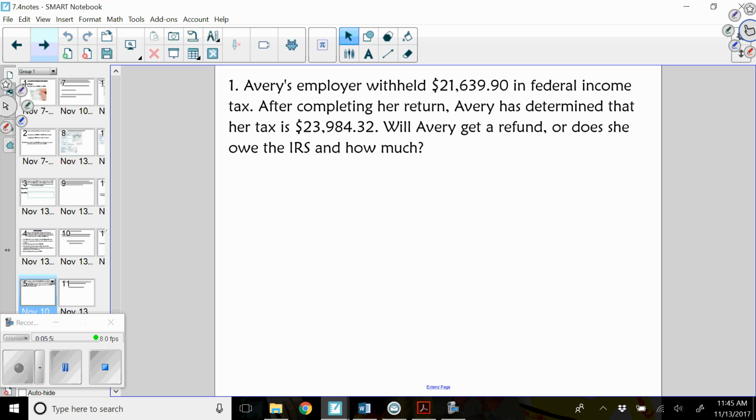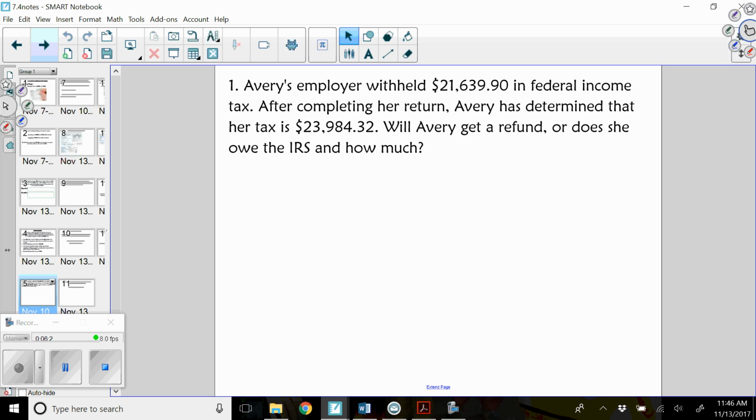All right, so here we go. Avery's employer withheld $21,639.90 in federal income tax. After completing her return, so we're assuming she already did all the work, right, Avery? She has determined that her tax is $23,984.32. Will Avery get a refund, or does she owe the IRS, and how much?